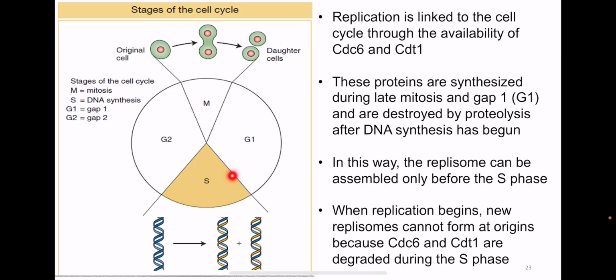These proteins are synthesized during late mitosis and G1 phases and are destroyed by proteolysis after synthesis has begun, as I said. In this way, we make sure that the replisome can be assembled only before the S phase. When replication begins, new replications cannot form. So in each cell, replication happens once at a time and not multiple simultaneously. When one replication begins, Cdc6 and Cdt1 are destroyed so that one particular replication can go to completion.